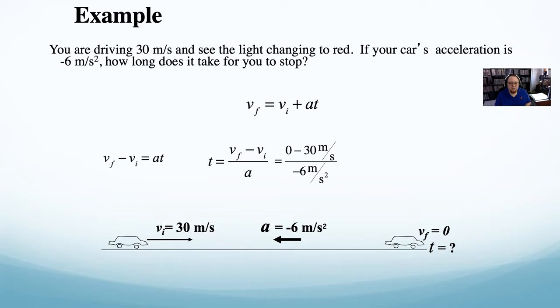V final was 0. V initial was 30 meters per second. Acceleration was negative 6 meters per second squared. And so I have 0 minus 30, which is negative 30. Negative 30 divided by negative 6, that's 5. It takes you 5 seconds.